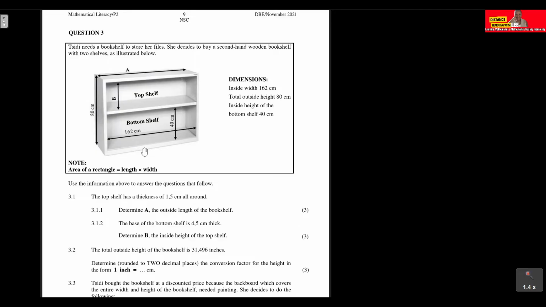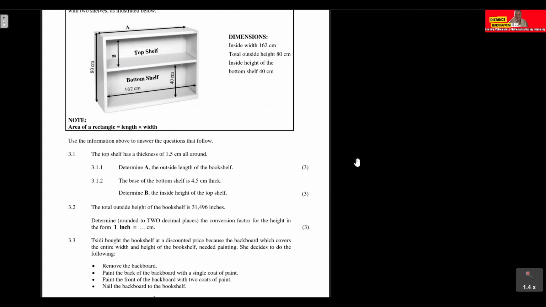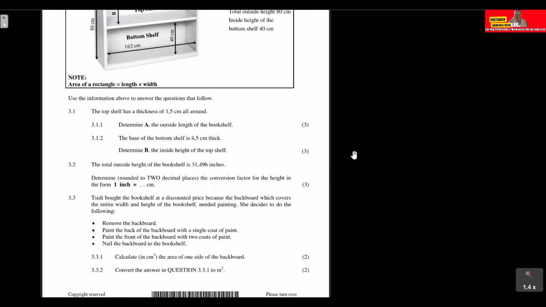We're told that the inside width is 162 centimeters, and that the total outside height is 80 centimeters. So that is our outside height. We are told the inside height of the bottom shelf is 40 centimeters. So that is our inside height. We are also told to note the area of a rectangle is equal to length times width. At this point we're happy because they gave us information on how to calculate the area.